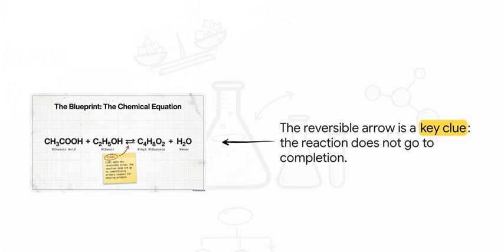But look closer. See that arrow in the middle? That double arrow is our first major clue. It means the reaction is reversible, so it can go forwards and backwards. It never fully commits to finishing, which makes it a primary suspect for our missing product.